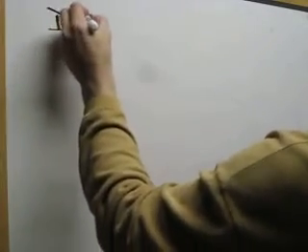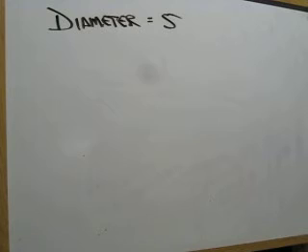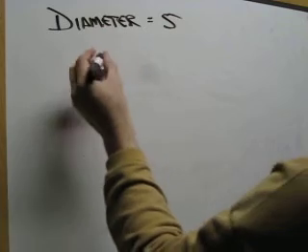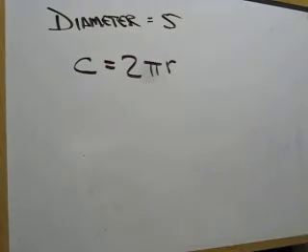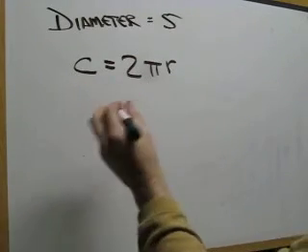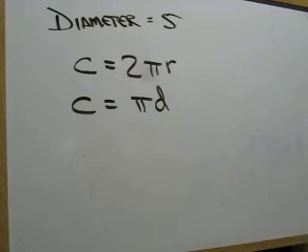So let's jump to page 374 and look at example 13. They're asking you to find the circumference of a circle if you know that the diameter is 5. So the formula for circumference is 2 pi r. There also is another formula for circumference. Let me put that down. And it's pi d. The d represents the diameter.